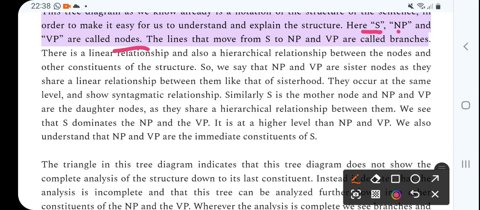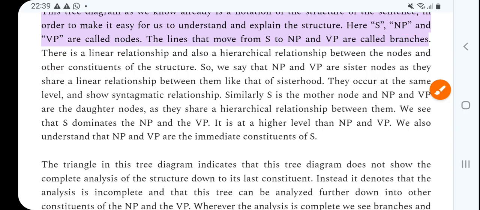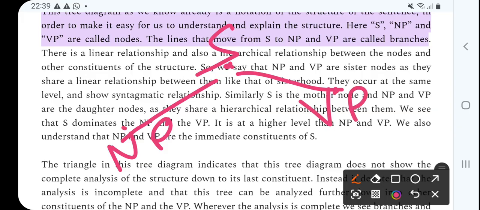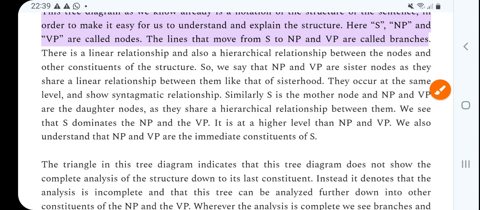S is sentence, and noun phrase and verb phrase are called phrases. The lines that move from S to NP and VP are called branches. So I'm making it here: this is a node, this is a node, and this is a node. These are called branches.